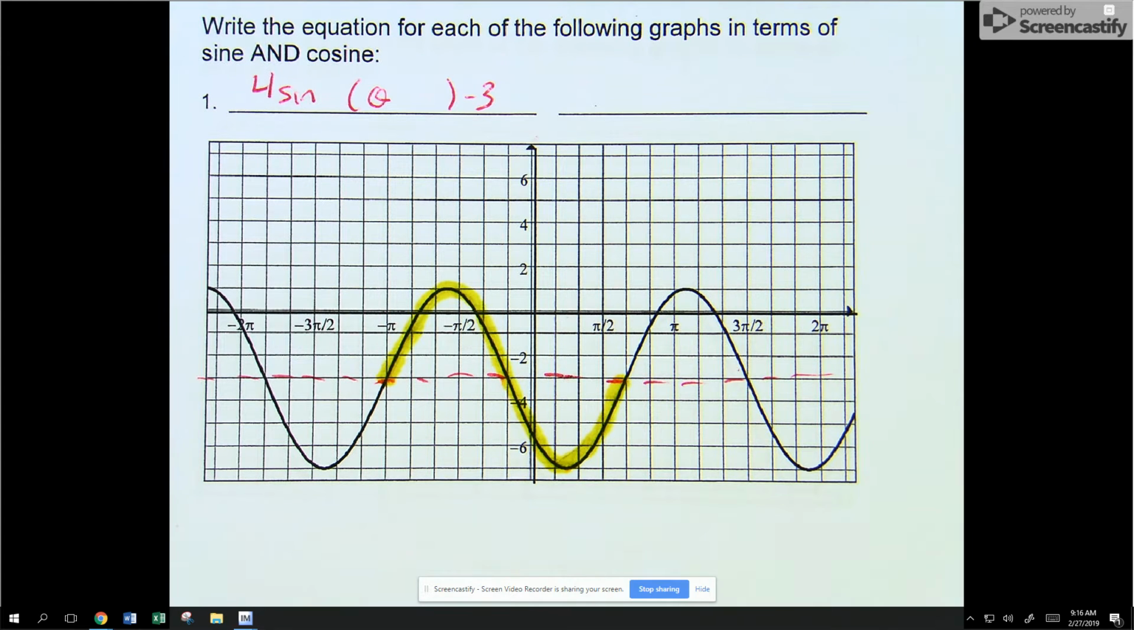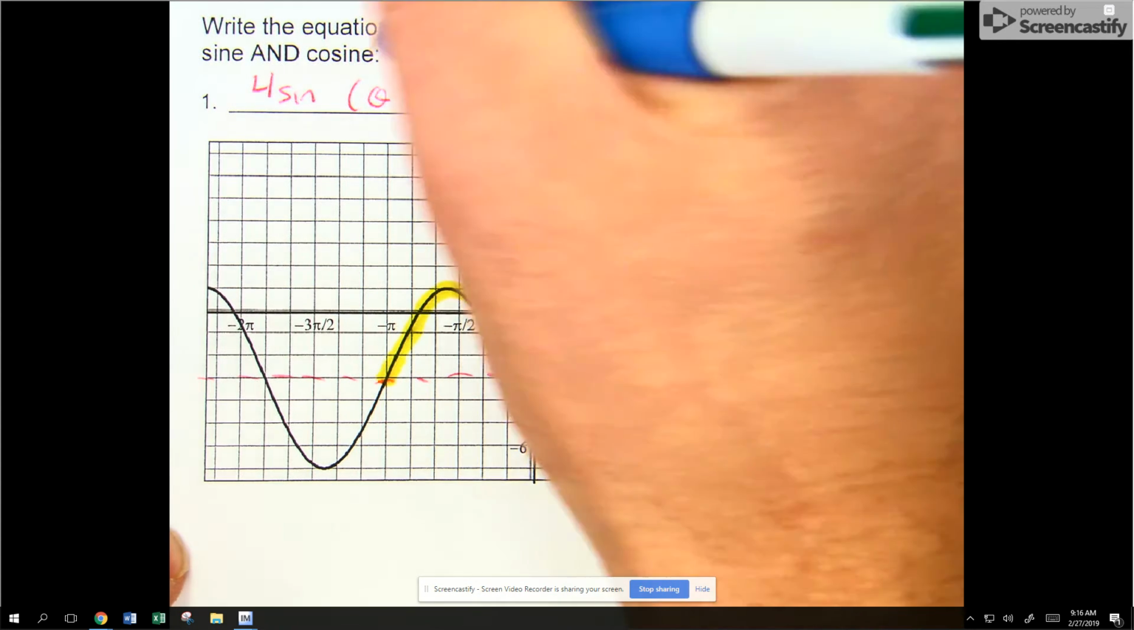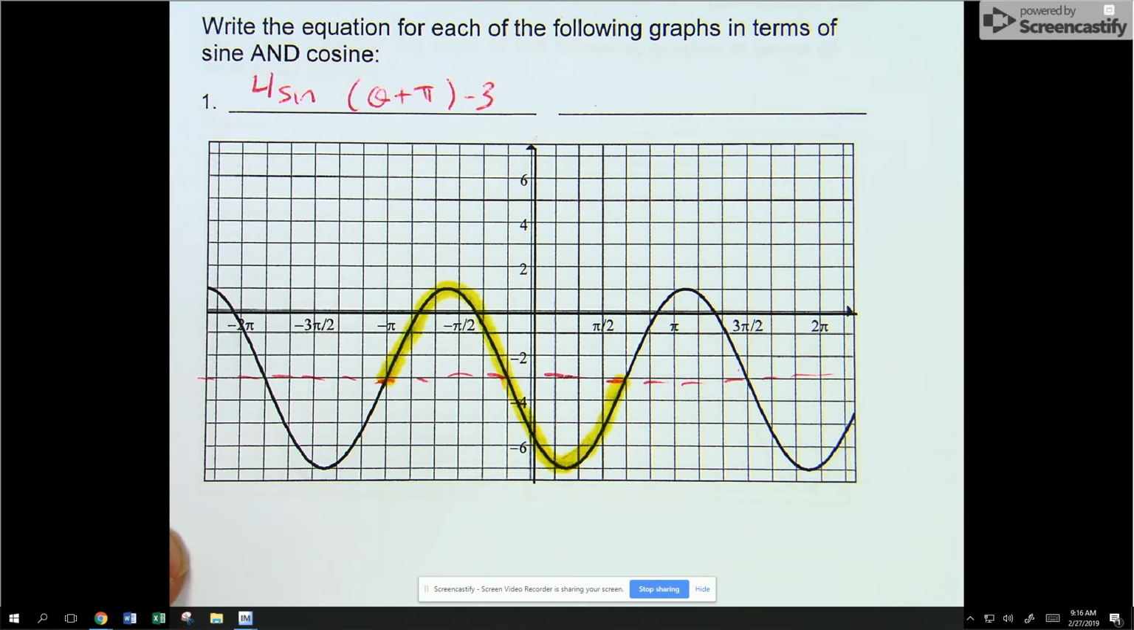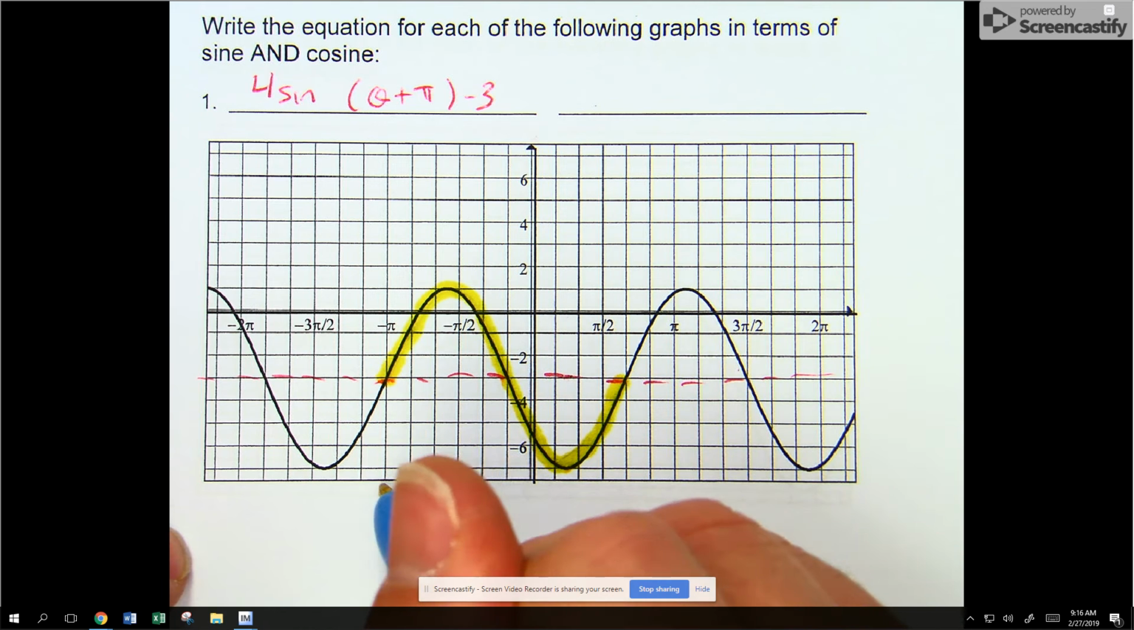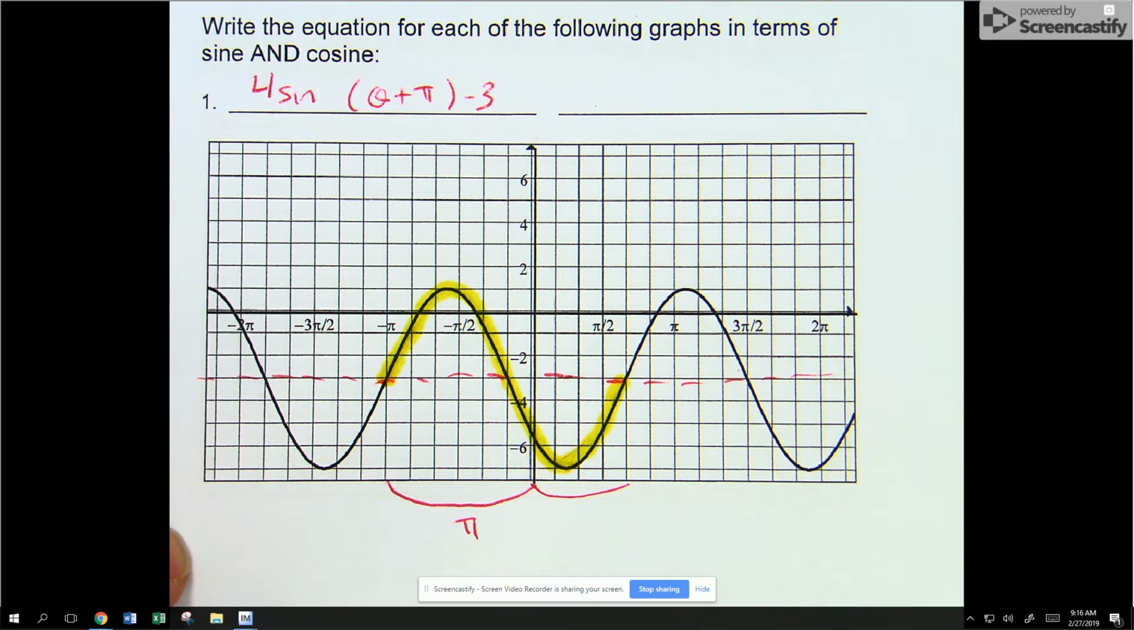Now comes the hard part, the period and finding B. For my graph, it shifted all the way to the left pi units. So I can fill in a plus pi here. But now to find my period, this distance here is pi. This distance here to the end is how much? It's not half a pi, because half a pi is right here. It's 1 tick mark more than half of a pi.